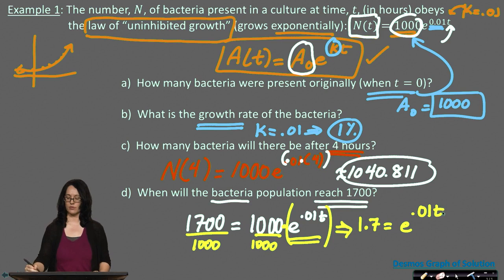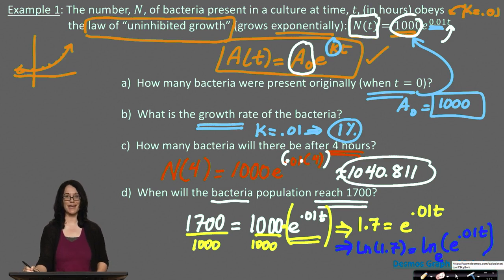And then what did we do? What did you do? If you said, I'm going to take the natural log of both sides, you are correct. The natural log of 1.7 must equal, and if I take the natural log of e to the 0.01 t, there was a little shortcut we talked about, right? They have the same base here. What happens if they have the same base matching like that? That's right, you just get the exponent. So this should just become 0.01 t.